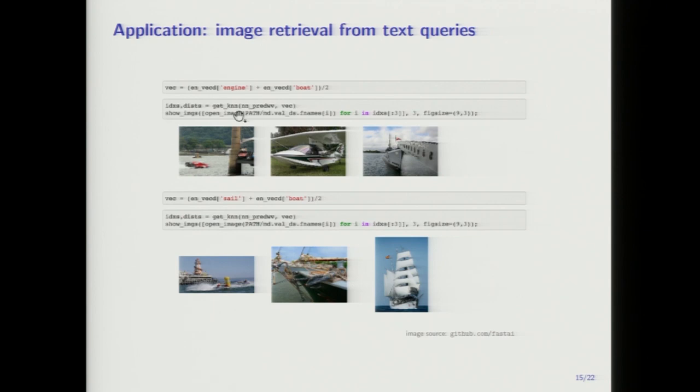We can create an average of the embedding of the word engine and boat, and then ask for images that are close to that concept. And these are some of the images that it returns. So this is nice, that we're now in this space where we can do these sort of vector operations on semantic concepts and ask between text and images. And similarly here for sail and boat.